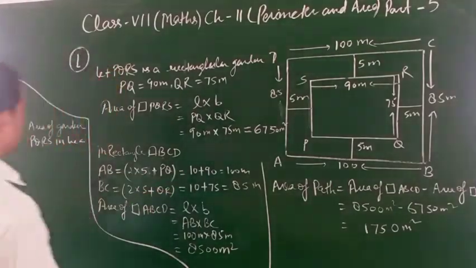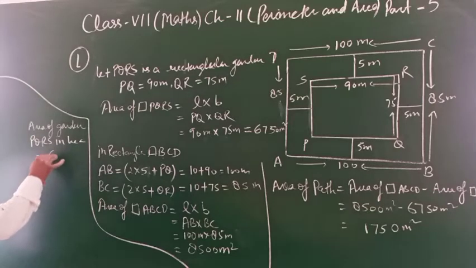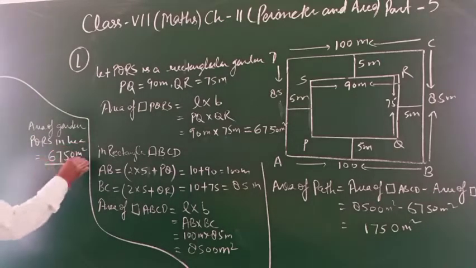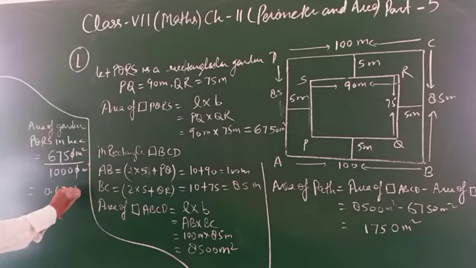So 6750 meter square divided by 10,000 equals 0.675 hectare.